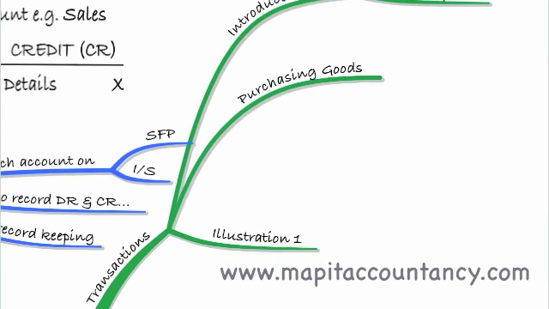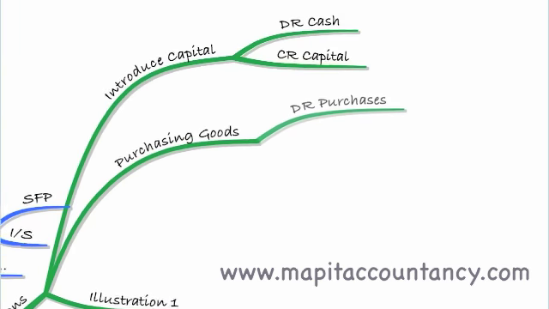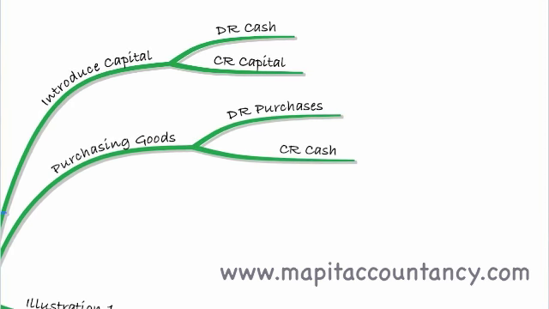So the next one is purchasing goods. To purchase some goods, well, we know that expenses in our income statement are a debit. So we're going to debit purchases, credit cash with that amount. So we debit purchases because the expenses will go up, and we credit cash because cash will go down. Remember, cash is a debit balance, it's an asset, so to reduce it, we will credit it. So let's post that into our illustration 1 now.